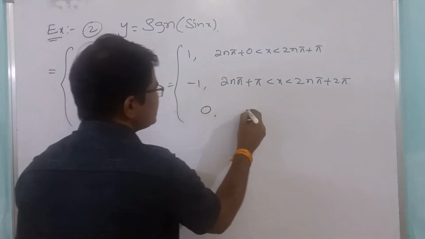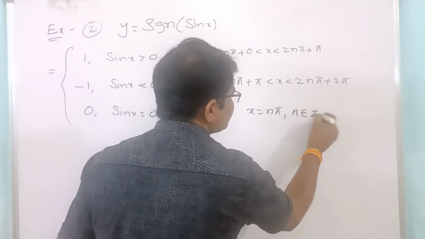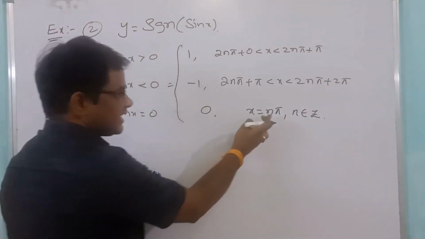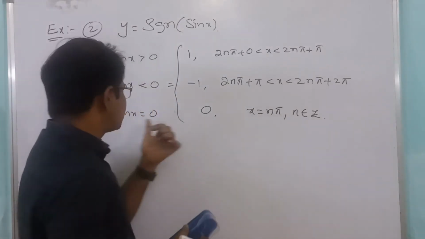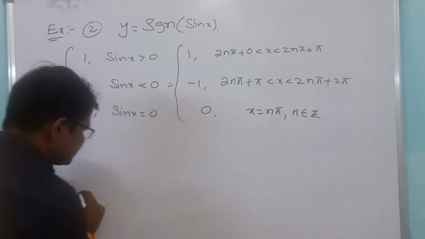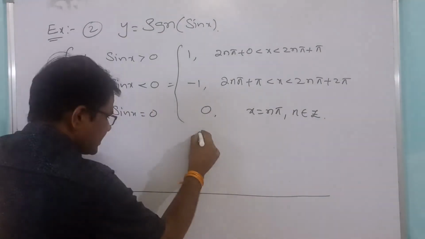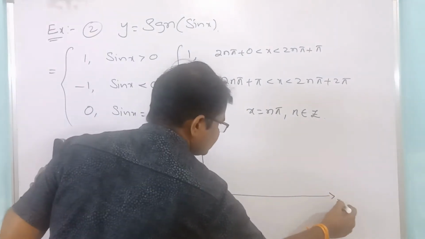Next one is sin x equal to 0. When is sin x equal to 0? When x equal to n pi, where n belongs to integers. Sin 0, sin pi, sin minus 2 pi, sin x is what? 0 only. Okay, no?